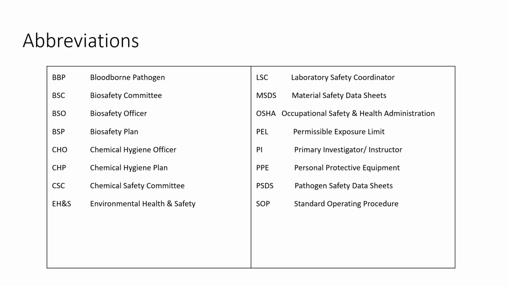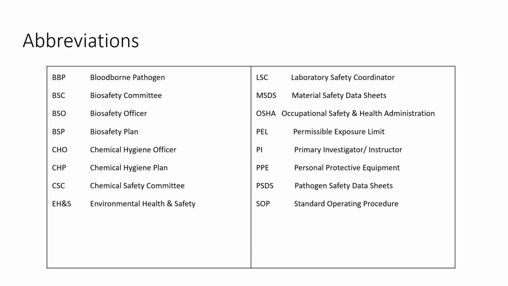PEL is the permissible exposure limit. So the permissible exposure limit is how much maximum of a substance can a person be exposed to and still be safe and still not have any health hazards. Primary investigator or instructor is the PI. So that's the person who is in charge typically of a research lab or an academic lab.